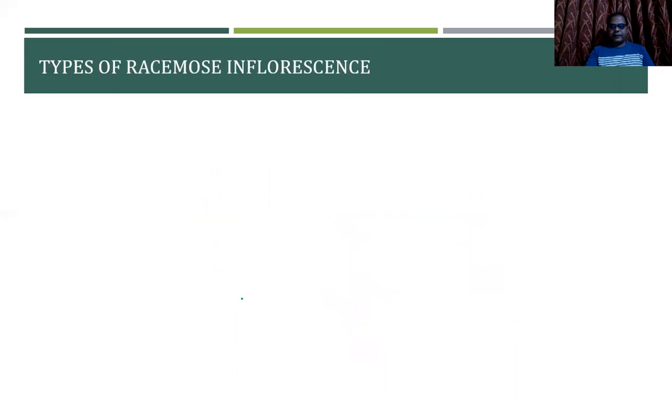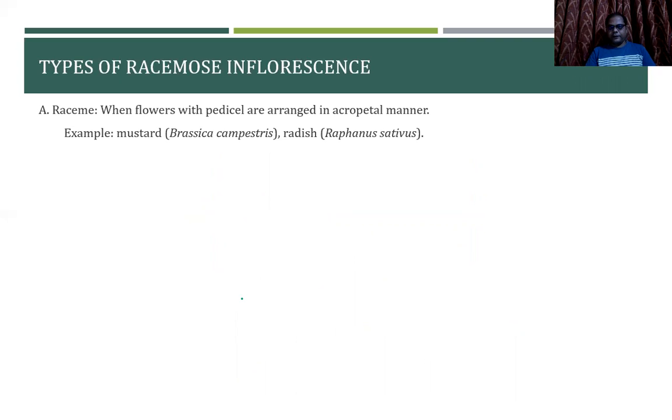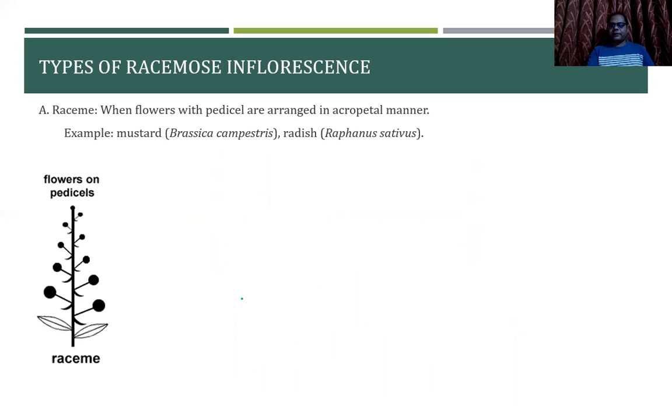Now let's start with the raceme kind of inflorescence. Here the flowers with pedicels are arranged in an acropetal manner. This is seen in Brassica campestris and Raphanus sativus. Most of them are found in the Brassicaceae family.